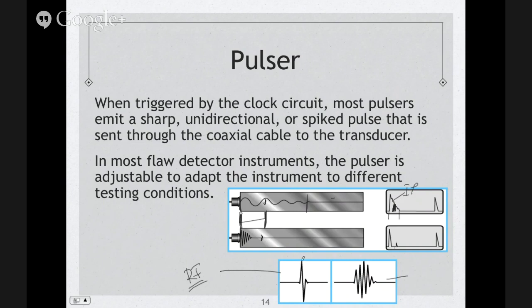Now, remember, with this, you may have a little more resolution, but a little less penetration. With this one, you have a little bit higher penetration, but then your sensitivity, your near surface resolution for defects, is going to be lower.